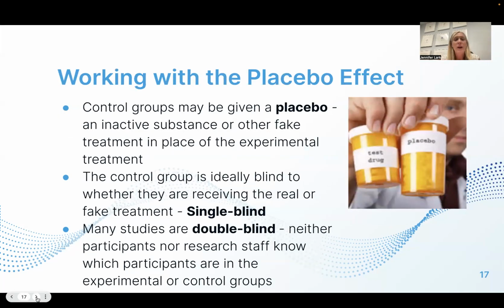So we just talked about how when you have an experimental group and a control group, very often, whenever possible, you want to give your control group some sort of placebo. It's basically just an inactive substance or other fake treatment in place of the experimental treatment itself. And we'll see this play out in a couple examples that we're going to do in just a minute. But the example that I just gave you was an example of a placebo.